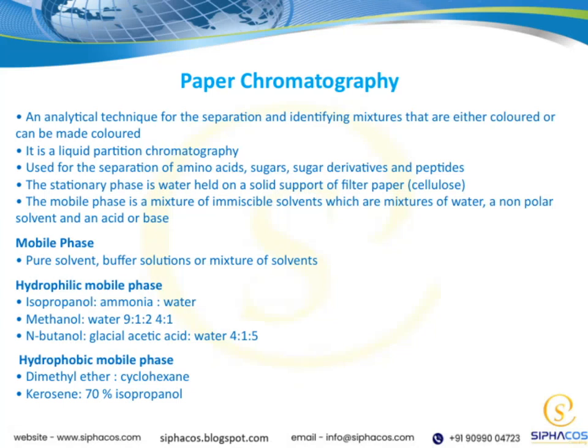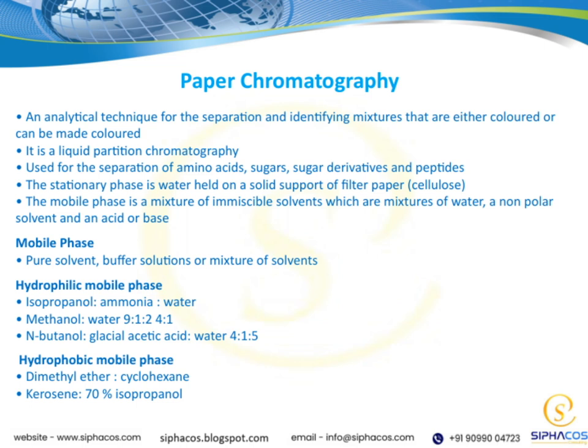Let's talk about paper chromatography, an analytical technique that helps us separate and identify mixtures, especially those that are colored or can be made colored. It's a liquid partition chromatography method, meaning it involves a liquid phase separating components based on their different affinities. This technique is particularly useful for separating amino acids, sugars, sugar derivatives, and peptides.